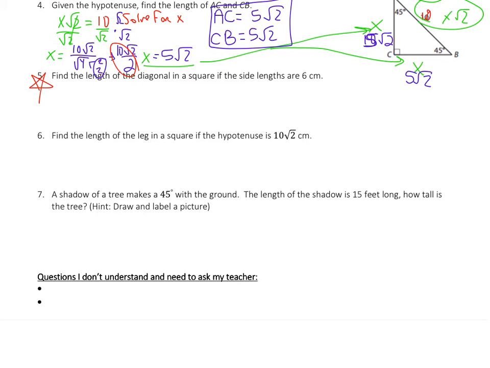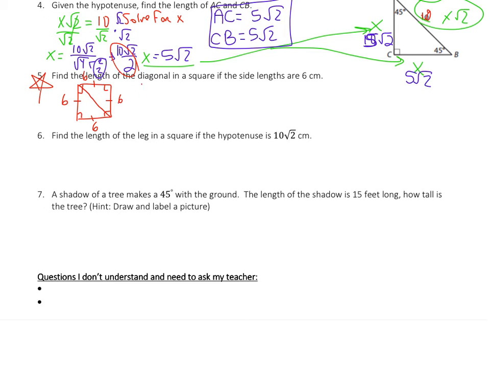On number 5, we do not have a picture, and this is a very important question that you need to understand how to do. If we have to find the length of a diagonal in a square, we need to draw our square. We know that a square has 4 equal sides, and we know that there are right angles in the corners of all 4 angles. We need to find the diagonal going down the center, and we are given the side lengths are 6. We know all side lengths are 6.